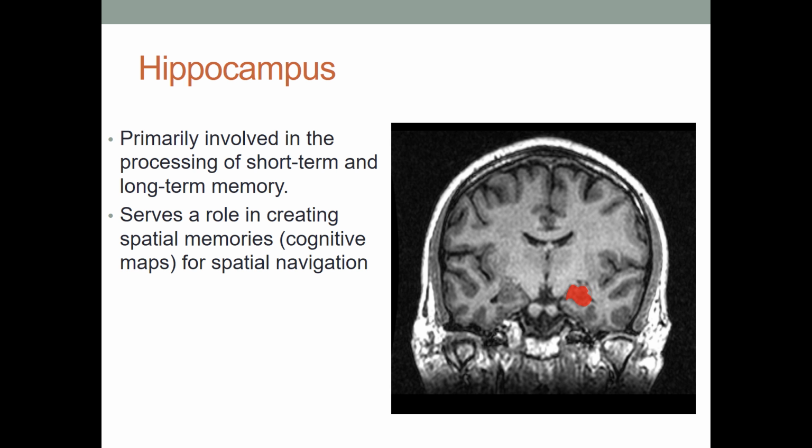If the hippocampus were to become damaged, it would become difficult to create new memories. And then you would basically have a form of amnesia called anterograde amnesia, which we learned about in our cognition unit, where you can't make new memories.